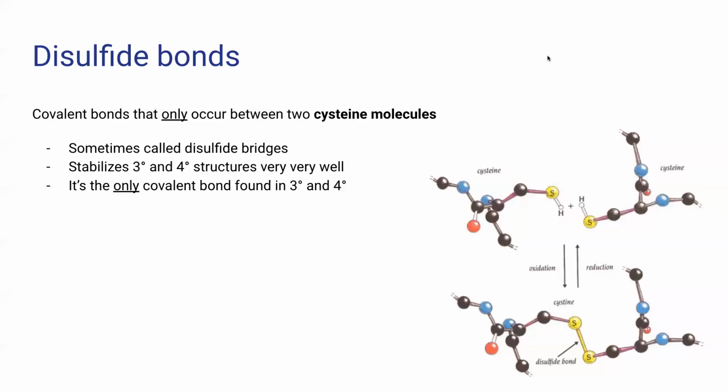And this is again just to reiterate how important the disulfide bonds are. This only happens in protein structure. It's the only covalent bond present in tertiary structure. And you need two cysteines.